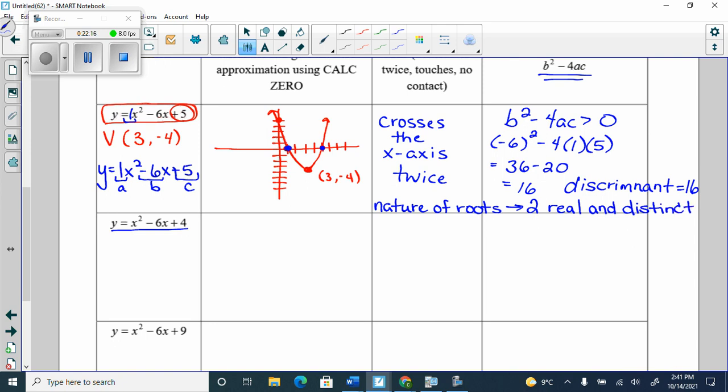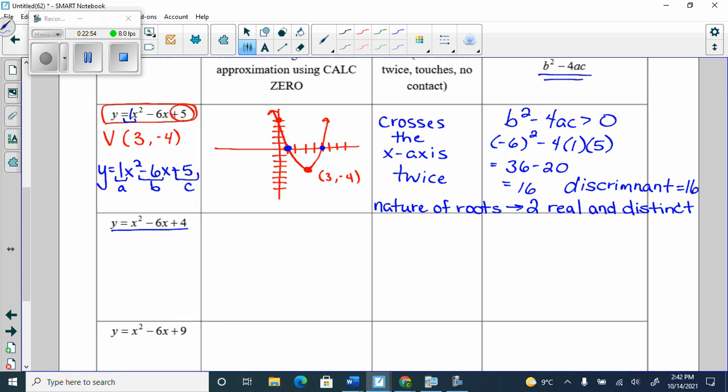So if I give you this exact question, y equals x squared minus 6x plus 5, and I ask for the discriminant, your answer would be 16. If I ask you for the nature of the roots, you're going to tell me 2 real and distinct. Because there's 2 and they're real and they're distinct. They're different. Difference in what I could ask you for. If I ask you for discriminant, your answer is 16. If I ask you for nature of roots, you say 2 real and distinct. When I look at the second one, I have x squared minus 6x plus 4.